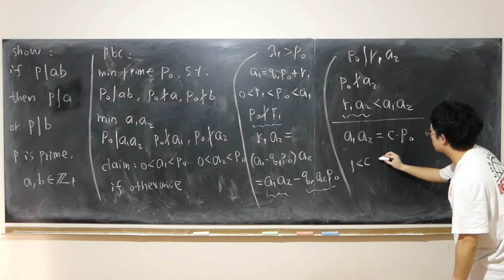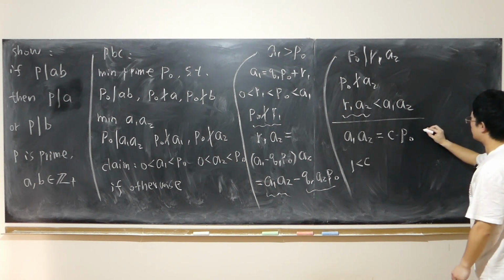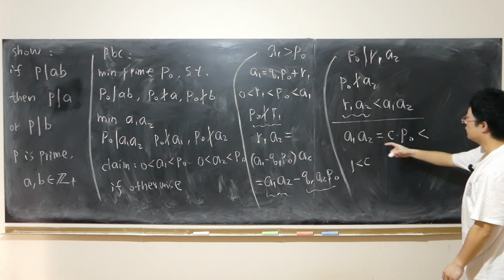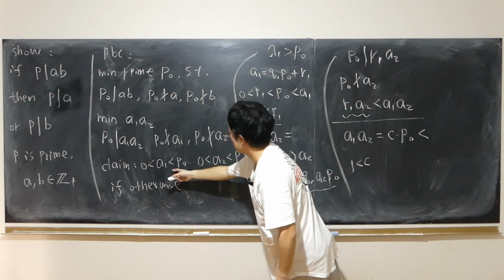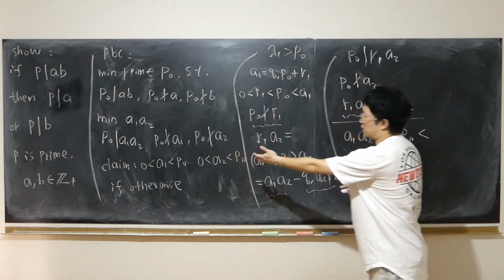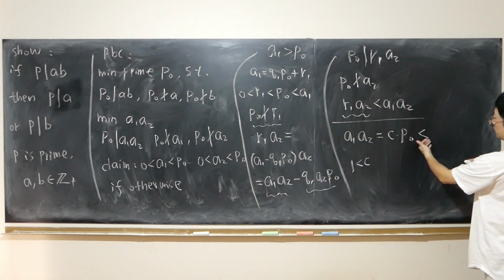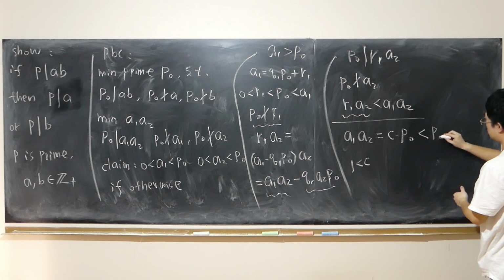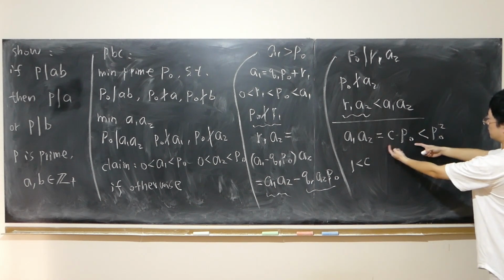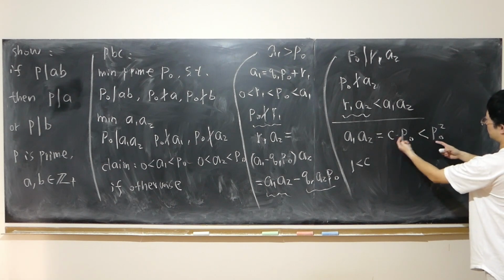And strictly because A1, A2, like I said, are both smaller than P naught. Therefore, multiplied together they are strictly less than P naught squared. So in this case, C has to be strictly less than P naught.